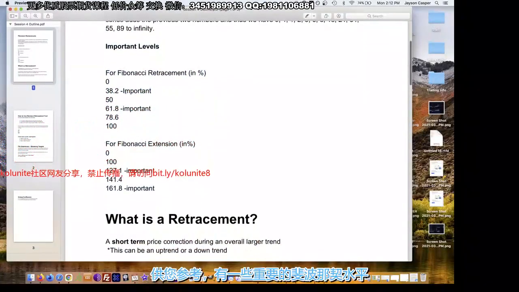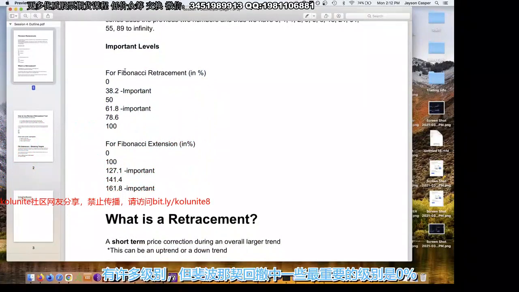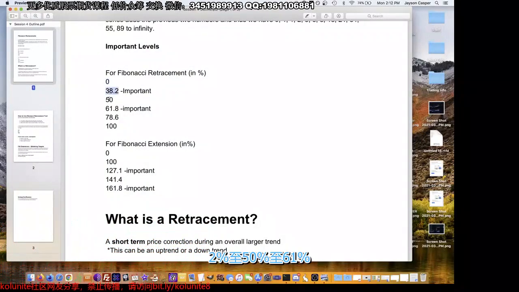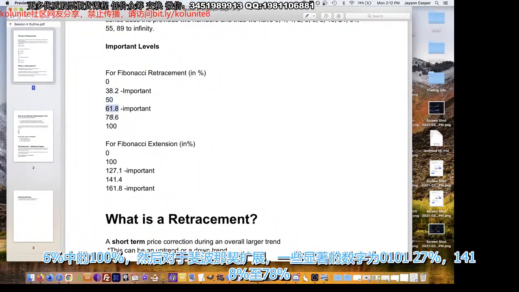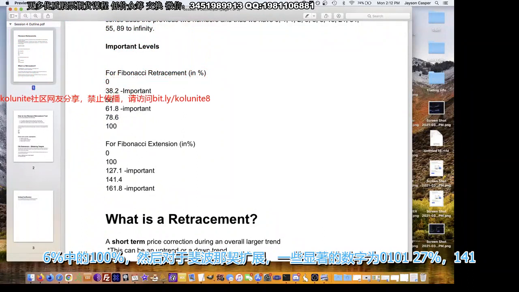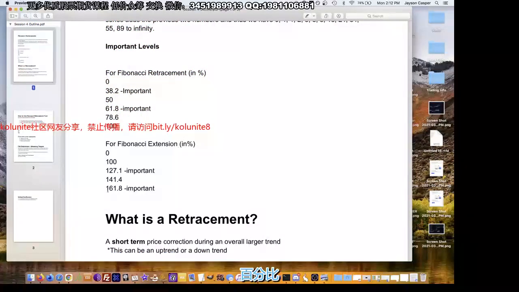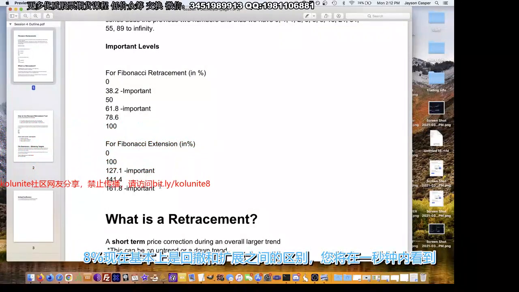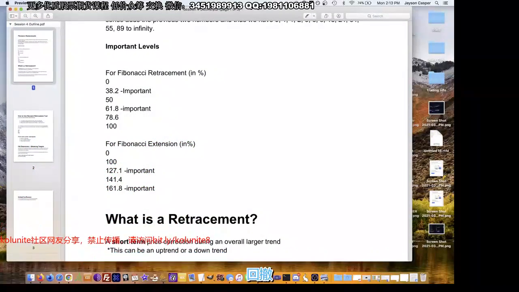So real quick, just so you have some exposure to these levels before we get into it, and for your reference, there are some important Fibonacci levels. There are many levels, but some of the most important ones in Fibonacci retracements are the 0%, the 38.2%, the 50%, the 61.8%, the 78.6%, and the 100%. And then for Fibonacci extensions, some significant numbers are the 0, 100, 127%, 141%, and 161.8%. Now, basically, the difference between a retracement and an extension, which you'll see in a second, is the retracement. Well, I'll get into it.